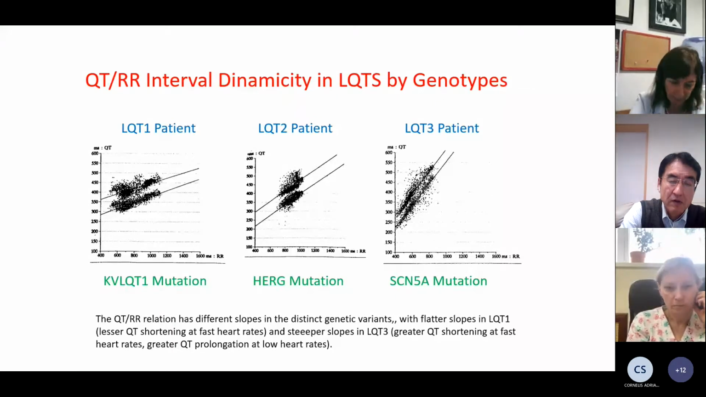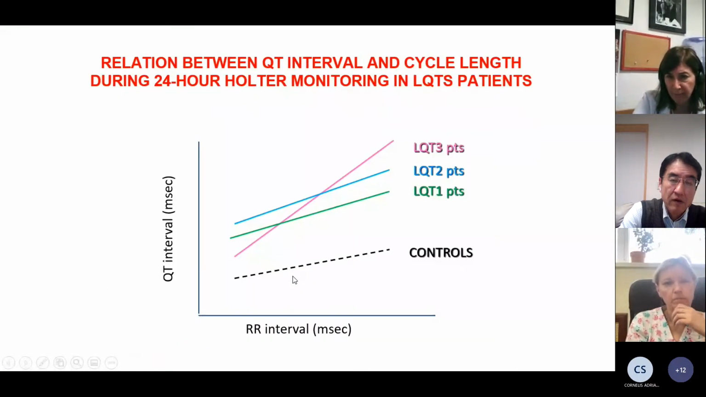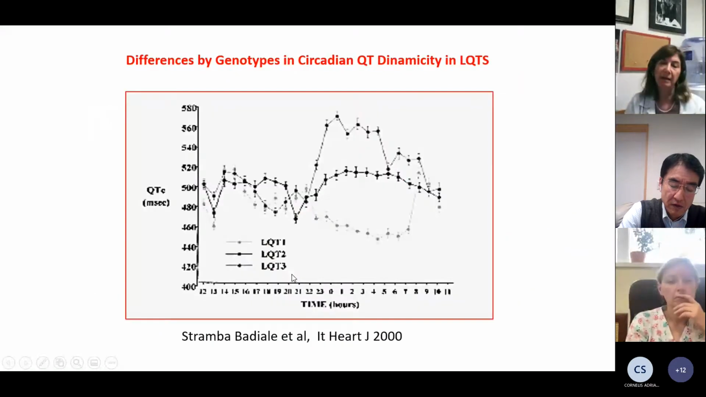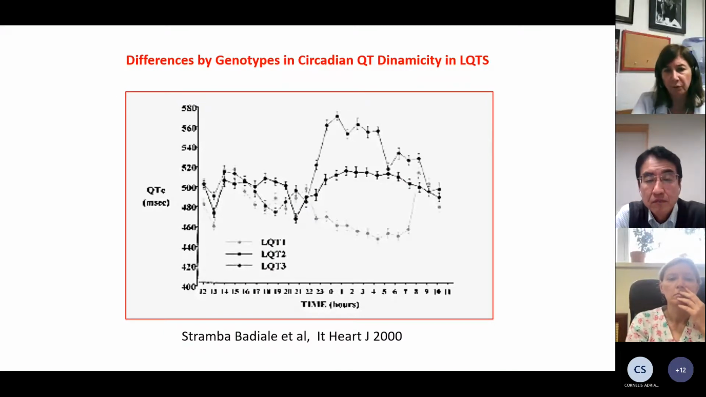So it's a genotype-specific dynamicity for long QT syndrome. And what we were also able to show is that the QT behaves in different ways in the different syndromes in terms of daytime and circadian modification. So the LQT1 has longer QT at the daytime, as you expect, and shorter QT at the nighttime, and vice versa.